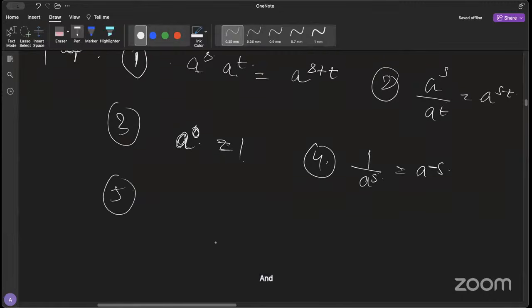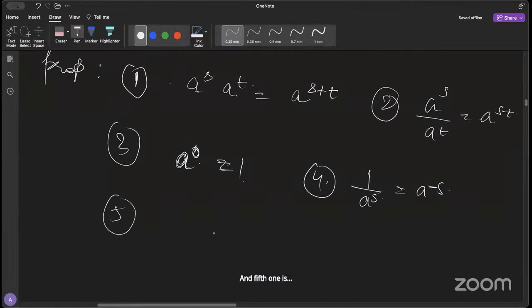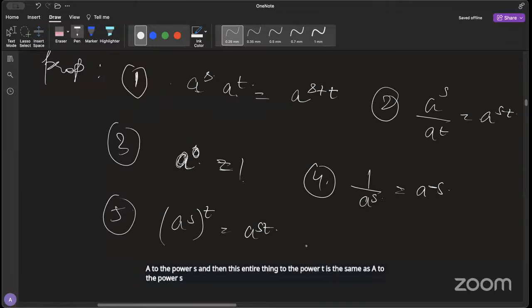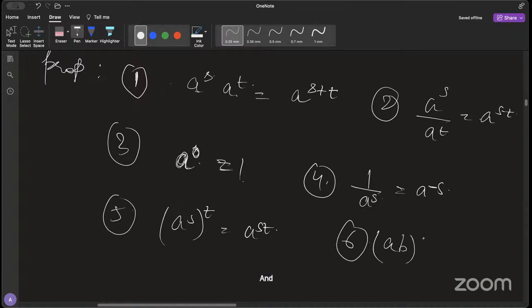And fifth one is a to the power s, and then this entire thing to the power t is the same as a to the power st. And then ab to the power s is the same as a to the power s and b to the power s.